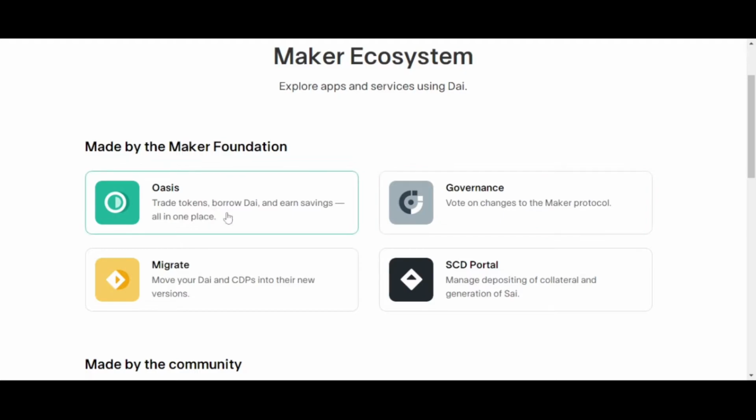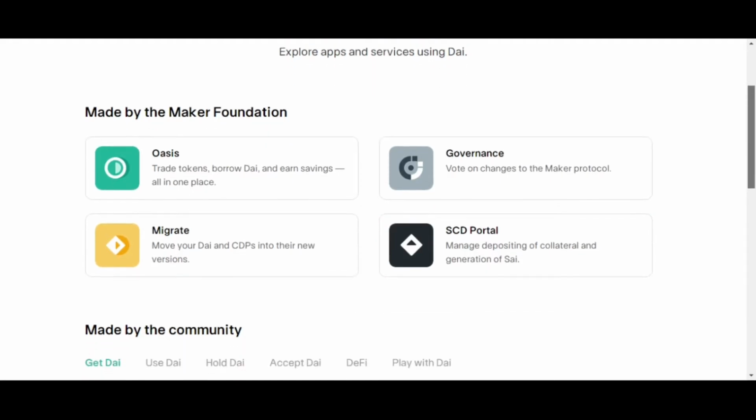So you have Oasis: trade tokens, borrow DAI, and earn savings all in one place. Then you have governance. This is what you can actually do with the Maker token. And then you have migrate: move your DAI and CDPs to new versions. SCD portal: manage depositing of collateral and generation of Psi. So it's like DAI into Psi.